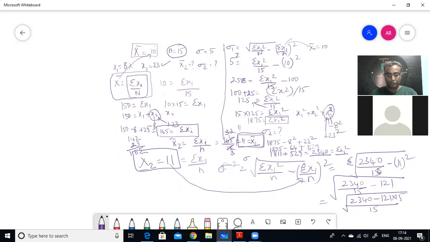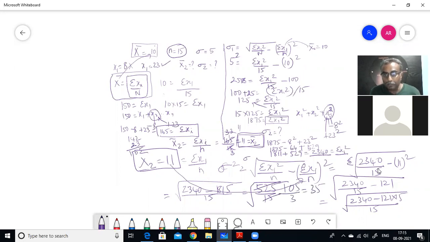121 into 15 is equal to 1815. That is equal to 2340 minus 1815 divided by 15. So 2340 minus 1815 is equal to 525. Root of 525 by 15. Divide by 5, 105. Divided by 5, 3. This is equal to root of 35.